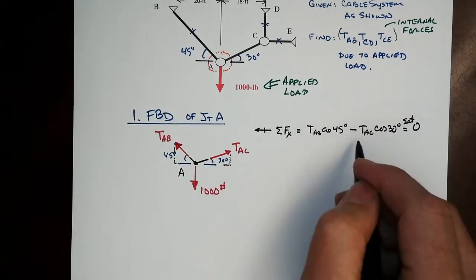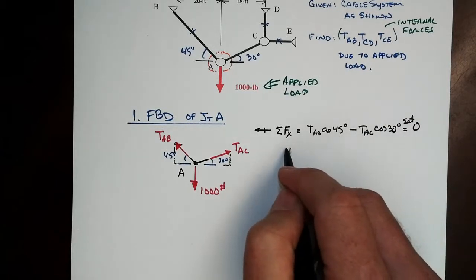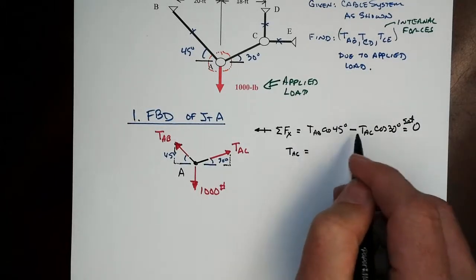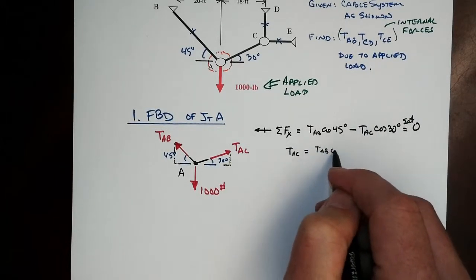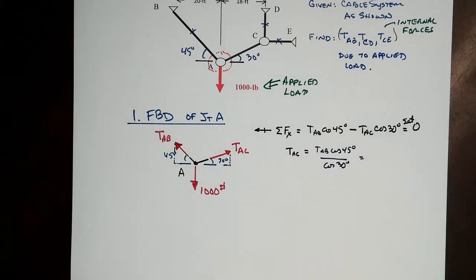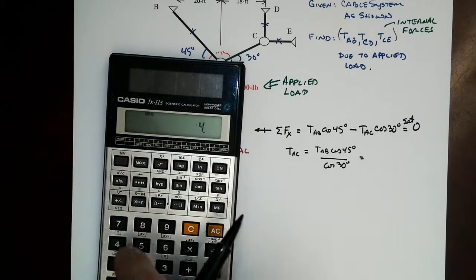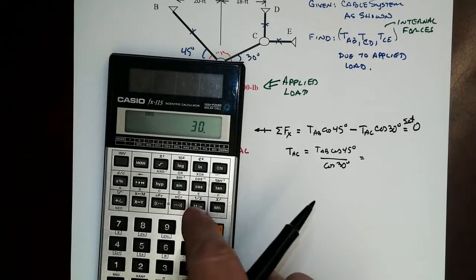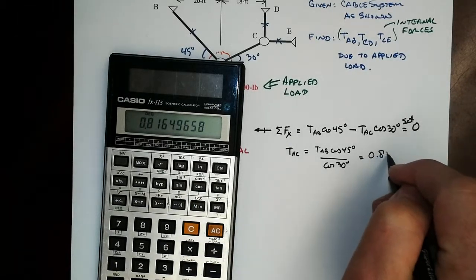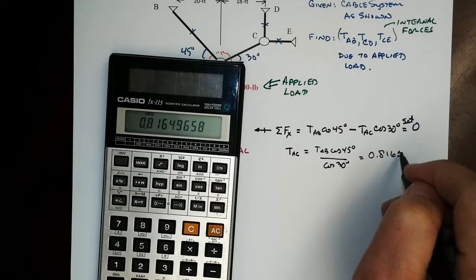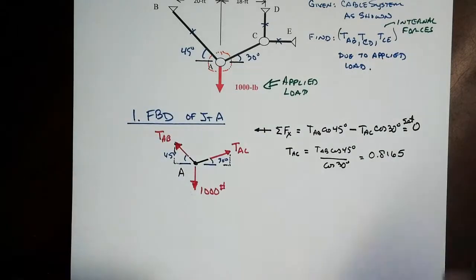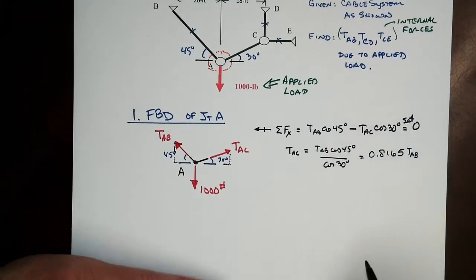And since I don't really want TAC anyways for now, we'll solve this for TAC. TAC equals, let's see, it goes the other side. We have TAB cosine of 45 degrees over cosine of 30 degrees, and I don't know what that is. Let's just calculate it real fast. Cosine 45 divided by cosine 30 equals 0.816, and I'm going to keep one more digit because we usually round things to 3 or 4 anyways, times, of course, TAB.